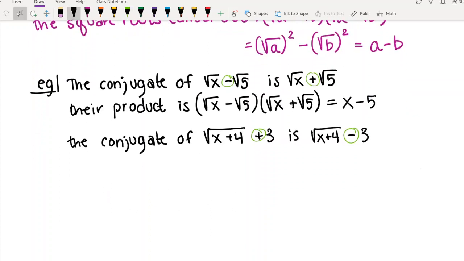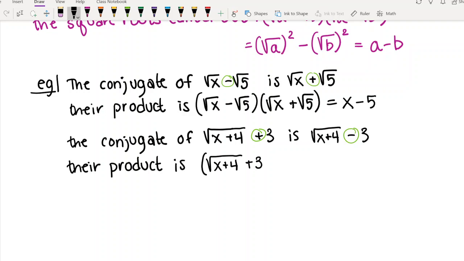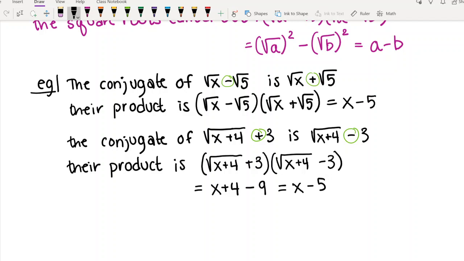And then if we were to multiply these two things together, the same kind of thing will happen as above. Square root of x plus 4 plus 3 times square root of x plus 4 minus 3. We do the first two square roots times each other. Those will cancel out, so it'll just be x plus 4. And then we'll do minus 3 times 3, which is 9. And so this whole thing would simplify to x minus 5, which is the same as the one above, but that was not really intentional.